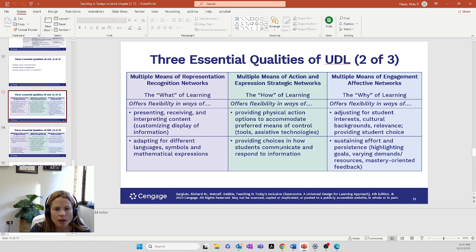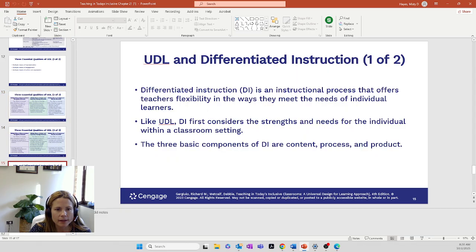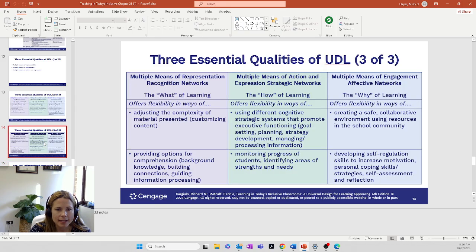Okay. So here are some more charts, and you're going to see a lot of this in your textbook, but I don't want to spend too much time going over it. I just wanted to let you see what was important in terms of the what of learning, the how of learning, and the why of learning, right? And just to remember that when we're talking about multiple means of representation, we're talking about the what, right? How are you providing the information to them? Then we're looking at action and expression, right? Multiple means of that. And this is the how, right?